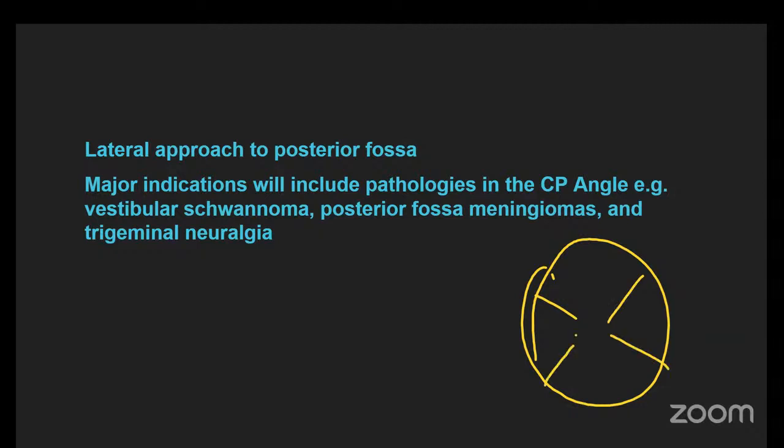And this is a rough idea of the posterior fossa, right? Now we have our brainstem here in the middle. We have the cerebellum here, etc. Please ignore my very poor illustration. This is a lateral approach to the posterior fossa. Why are we calling it that? Because we go from here.